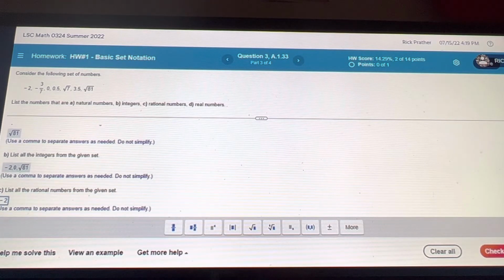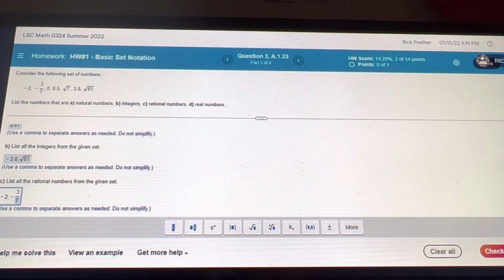So we need -2, -3/7, 0.5, 3.5, and the square root of 81. Those are all rational numbers. And you just put a comma between each answer.